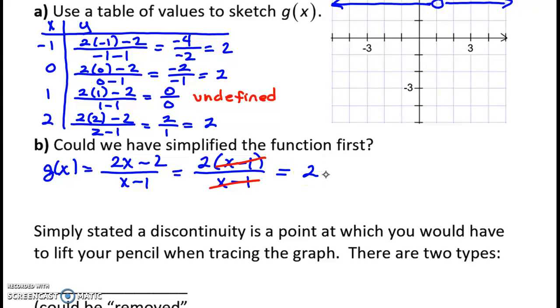Now there's something important that's missing now that we've canceled the two factors, and that is the fact that x was not allowed to be 1, or g of 1 was undefined. So we'll have to put a comment after this, or an indication of the domain. So we'll say that g of x is equal to 2, where x cannot equal 1. That's our way of indicating that there's a hole in the graph.